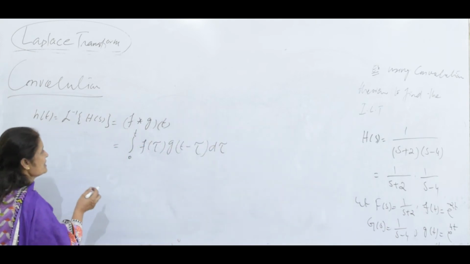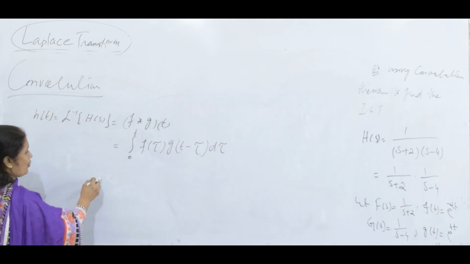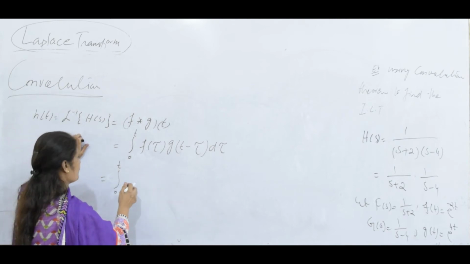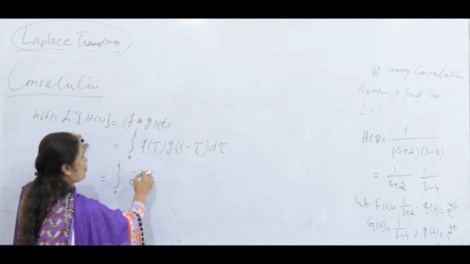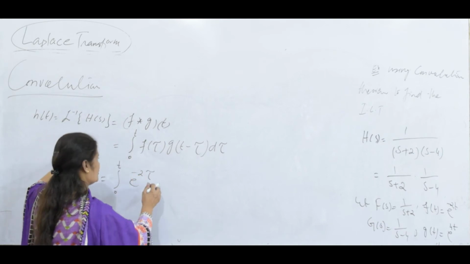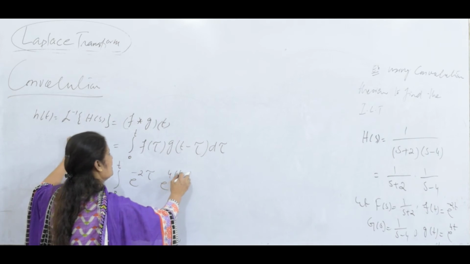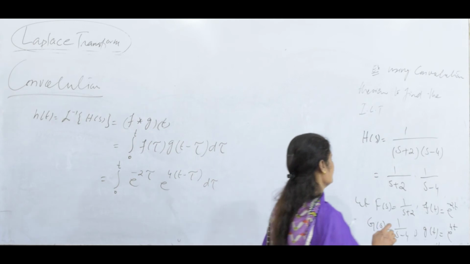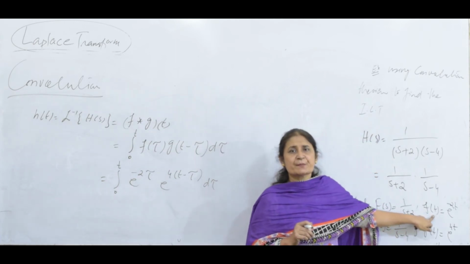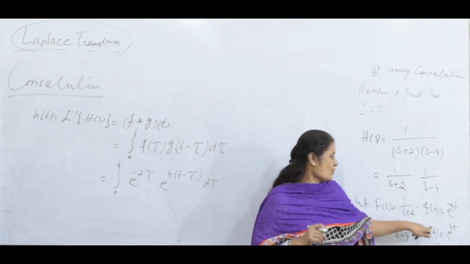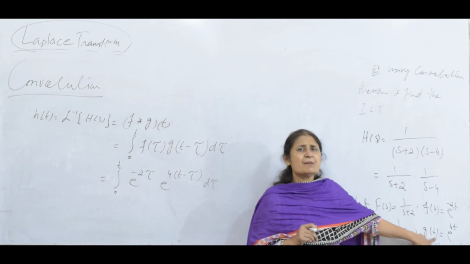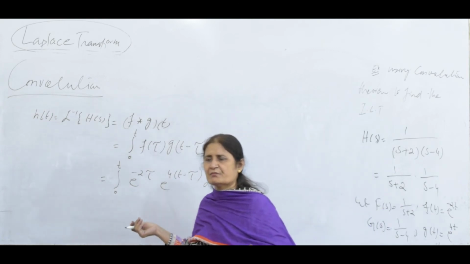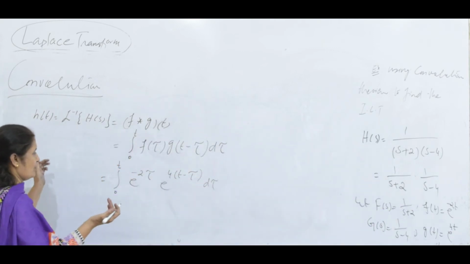Once you find f(t), g(t), can you find f of tau? Yes, you can find. t is replaced by tau. f of tau is e to the minus 2 tau, and g of t minus tau is e to the minus 4 times t minus tau, d tau. Look at that. You have f of t there. t is replaced by tau everywhere in f of tau, and in g of t minus tau, everywhere t is replaced by t minus tau.